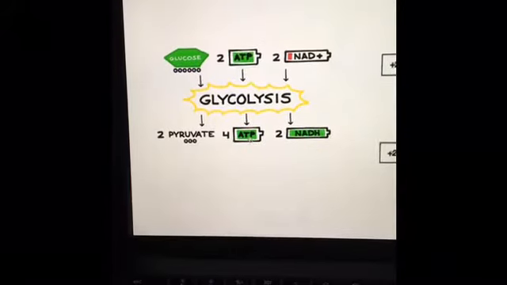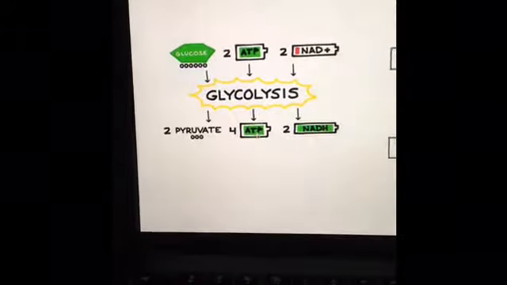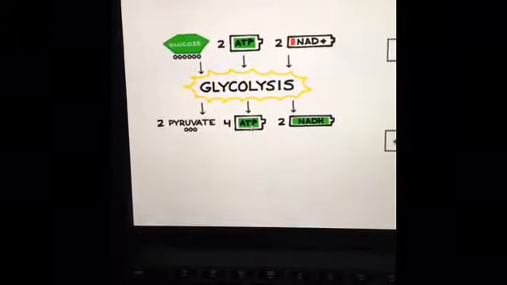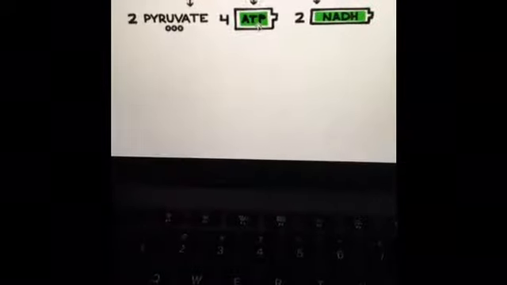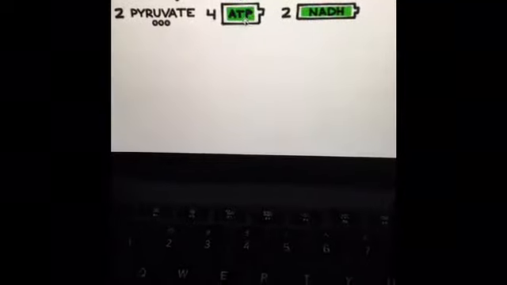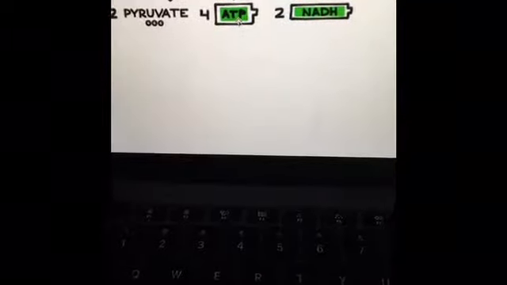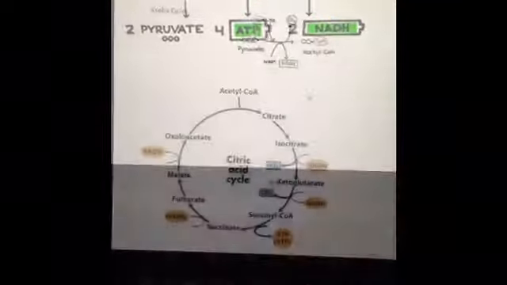And so glycolysis is basically you get a glucose molecule, two ADPs, and two NAD pluses, and what you come out of glycolysis with is two pyruvates, four ATPs, and two NADH.